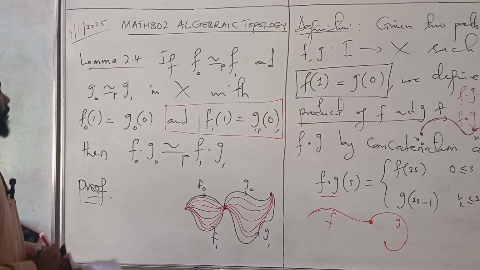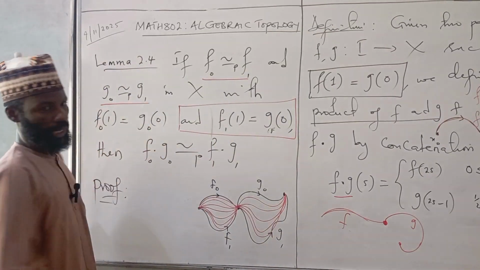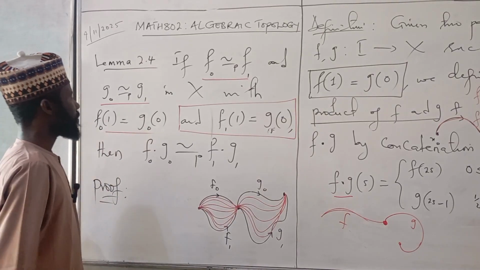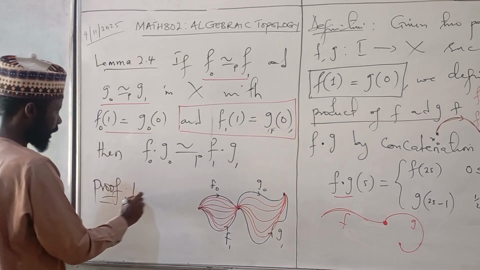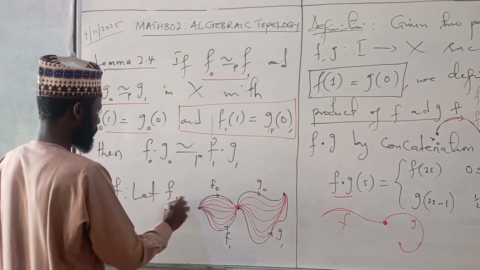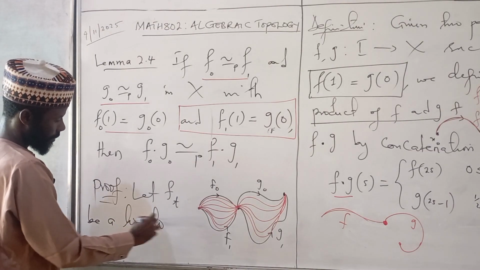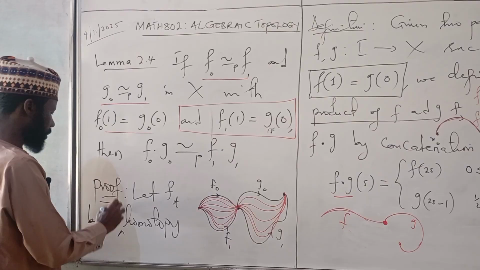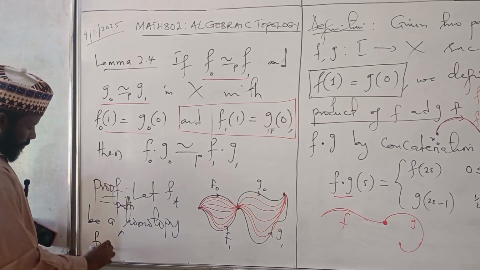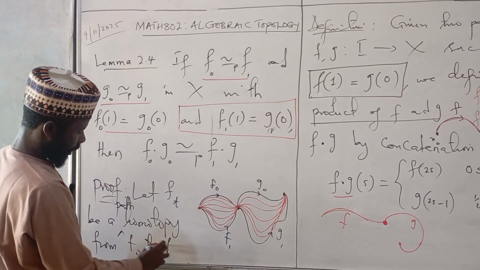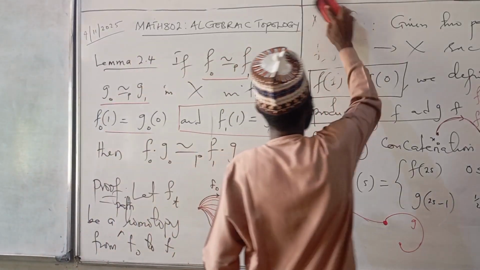What we have is a homotopy here and a homotopy here, and then this condition. So we take a homotopy. Let F_t be a path homotopy from f0 to f1. And then you take the other homotopy also, from g0, G_t.